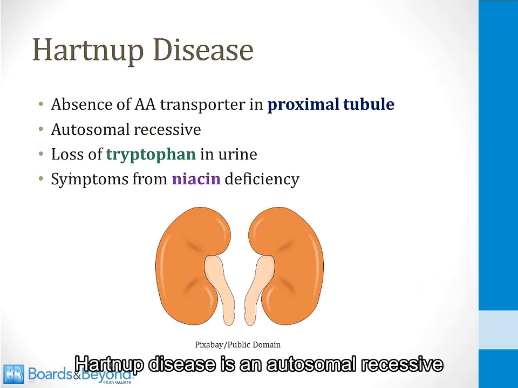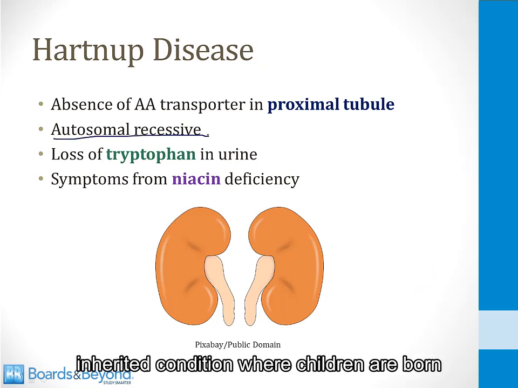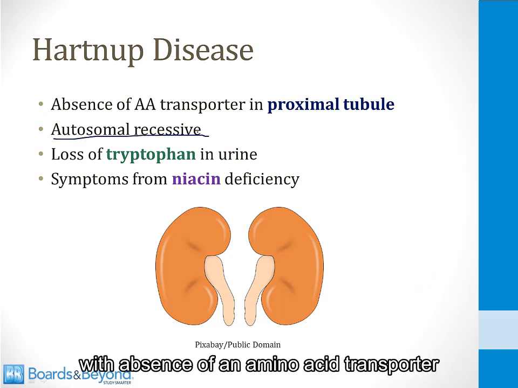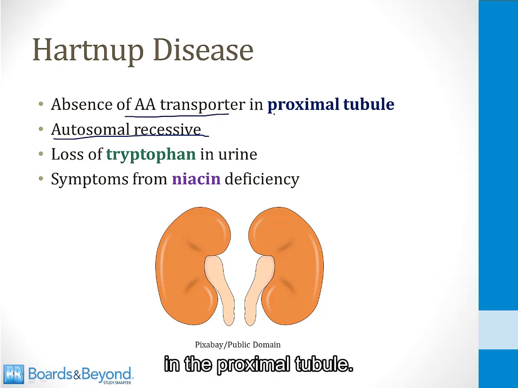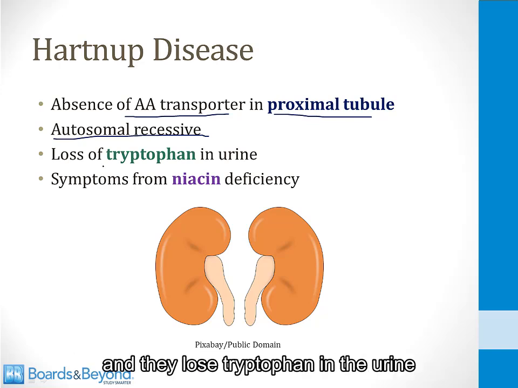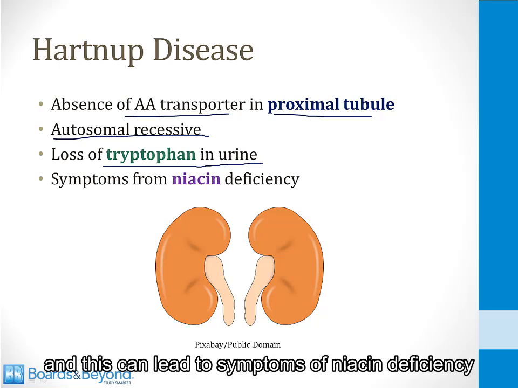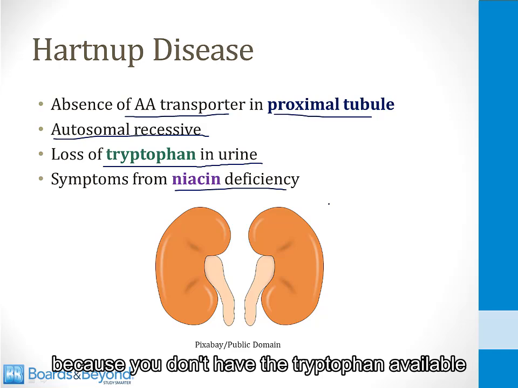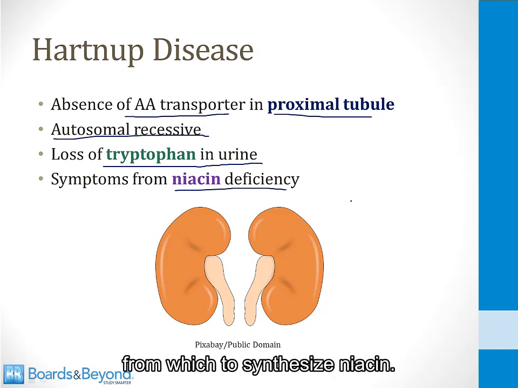The other two clinical syndromes in which niacin deficiency can develop are Hartnup disease and carcinoid syndrome. Hartnup disease is an autosomal recessive inherited condition where children are born with absence of an amino acid transporter in the proximal tubule. As a result, they cannot reabsorb tryptophan and they lose tryptophan in the urine, and this can lead to symptoms of niacin deficiency because you don't have the tryptophan available from which to synthesize niacin.